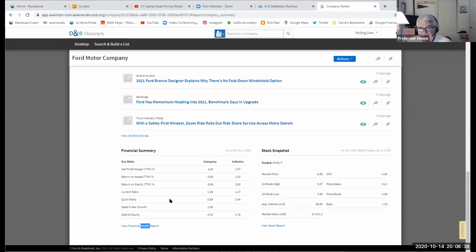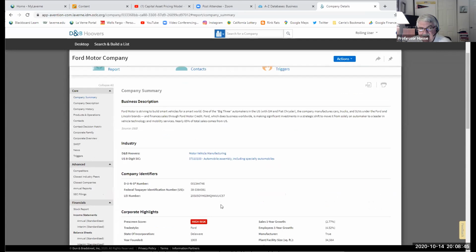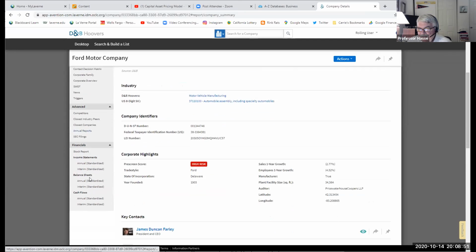Well, you can get all this information. Now, this is the latest financial ratios, but you can get this information, and it's included all through these. Your job is to find it. But the financial ratios are here.